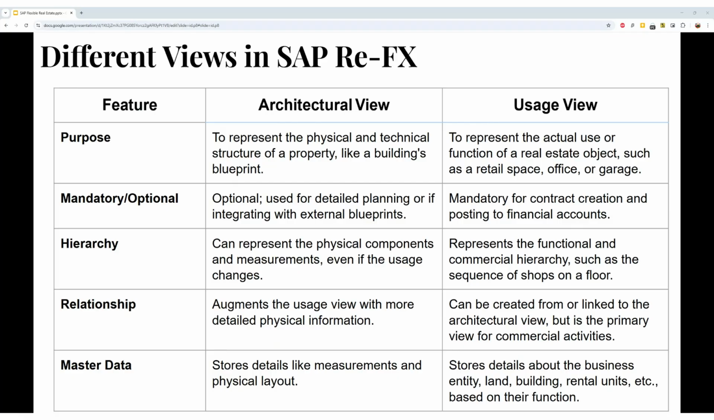It represents the actual use or function of a real estate object, such as a retail space, office, and garage. The purpose of having an architectural view is to represent the physical and technical structure of a property, like building blueprints. It is synonymous with that particular building blueprint. We want to maintain the architectural view because, for example, for integration with plant maintenance and maintenance operations, it is very important to have the physical and technical structure of the property recorded in SAP.